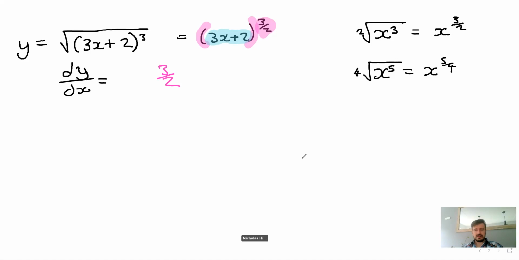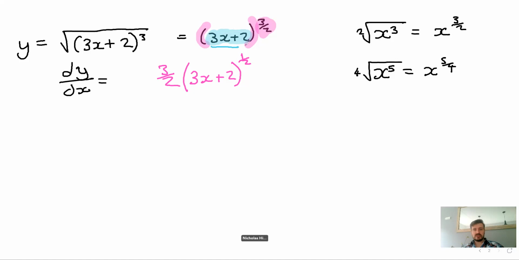And then we leave the inside alone. And then we have the 3 over 2 minus 1, which is a half. 3 over 2 minus 1 is a half. So 3 over 2 times the front, 3 over 2 minus 1 is a half. We've done the outside. Now we do the inside, the blue bit.